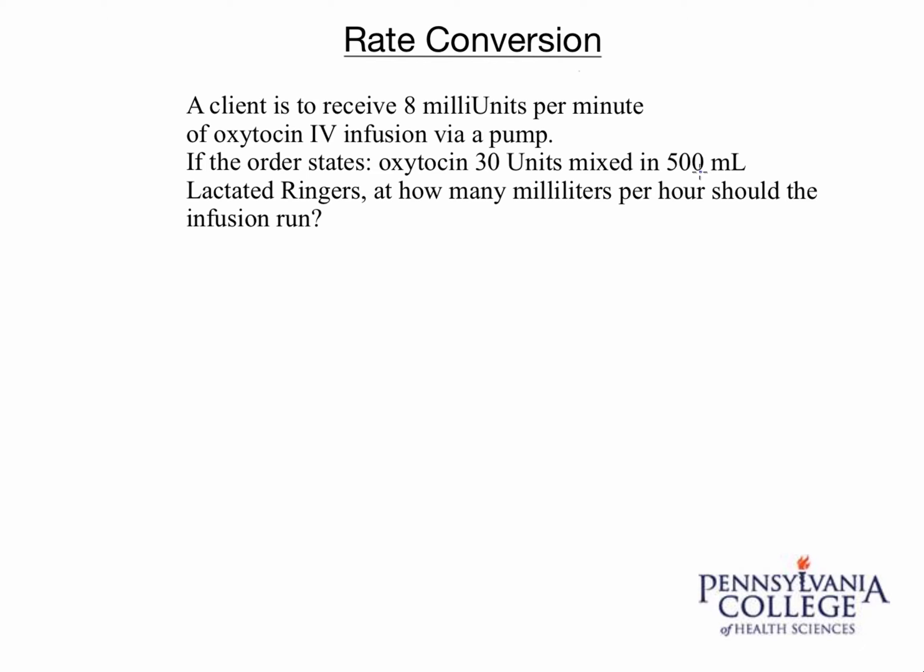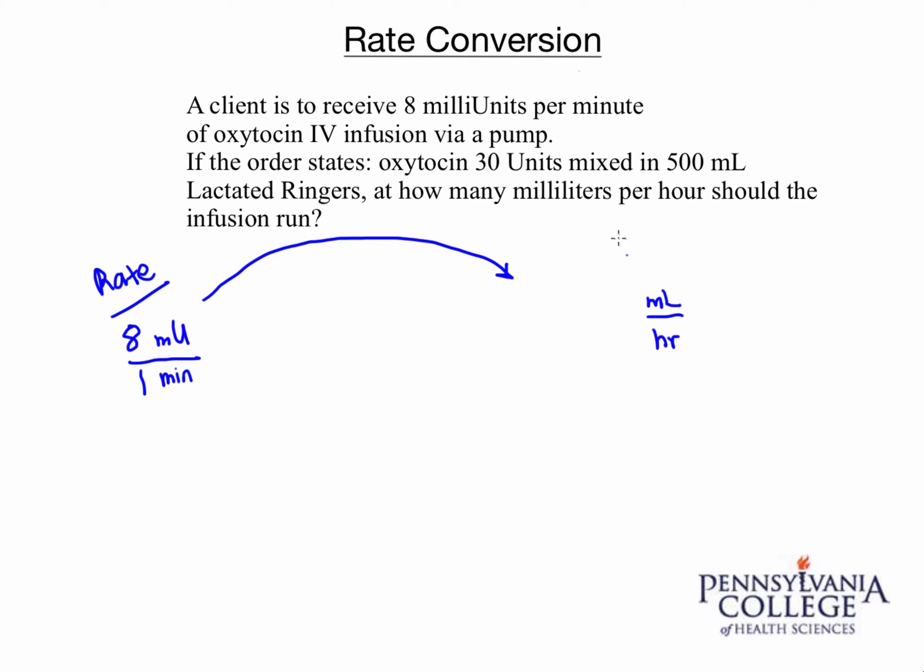But if you think about it, what we would actually want to happen, what we are set to administer, and what we need to make sure happens is 8 milliunits per minute. So that is the rate that I'm starting with. The rate that I'm starting with is 8 milliunits, so I'll abbreviate that MU, per 1 minute. What I want at the end, when I am done converting using dimensional analysis, is to figure out how many milliliters per hour the patient is receiving. That's what I need to figure out to set the pump.